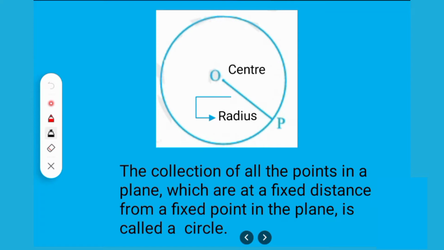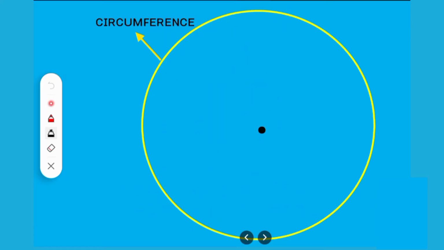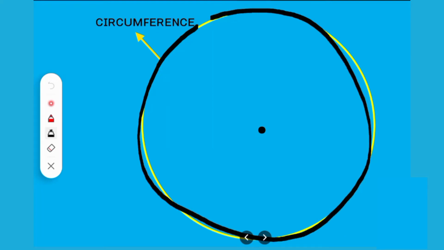Suppose we denote the radius as r. Then that circular path of the circle is called the circumference.